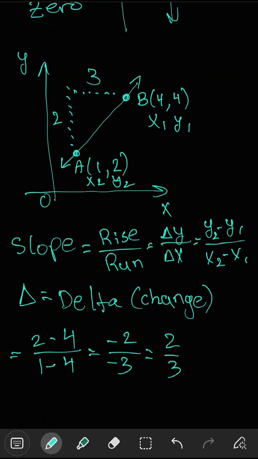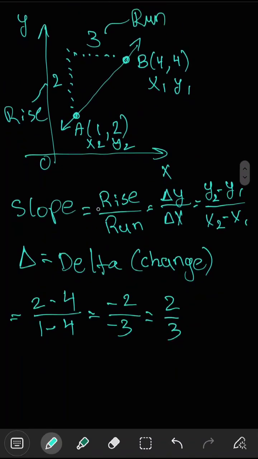Okay, so my rise here is 2, and my run is 3. So when you plug that into the equation, if slope is rise over run, the rise is 2, you can plug in 2, and the run here is 3, and you can still get 2/3, and that's the slope.